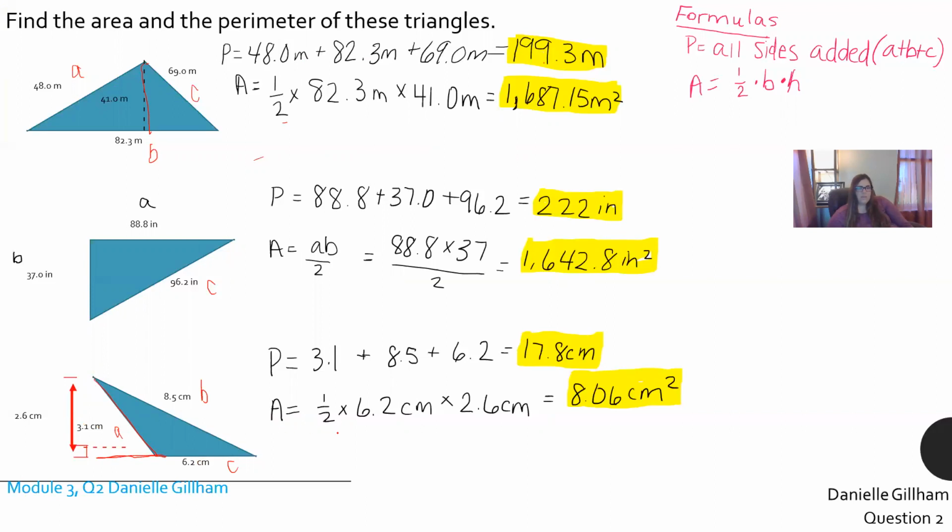So it's going to be half times 6.2 times 2.6, which is your height right here. And we're going to get 8.06 centimeters squared. So just a rule here, when you're showing your work in class, always make sure to put your units each time. Some teachers count off for it. It's great to show your work.